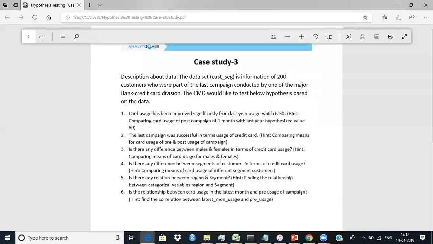Now, let me go over these scenarios, then we'll talk about Z test. Moving over to the next one, which is the fifth scenario, just read through this scenario.